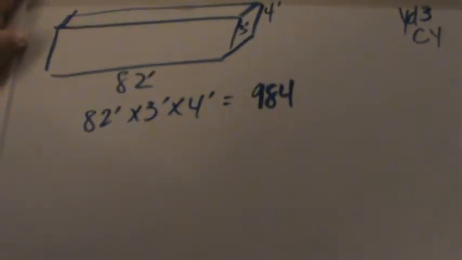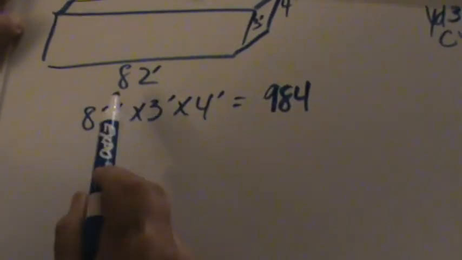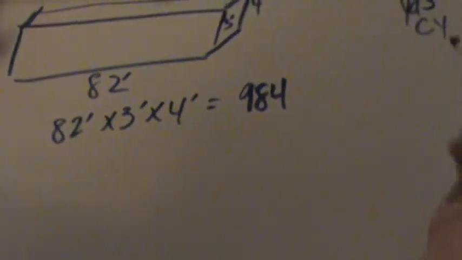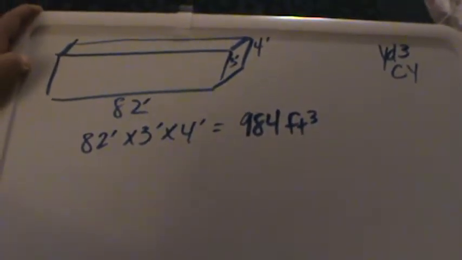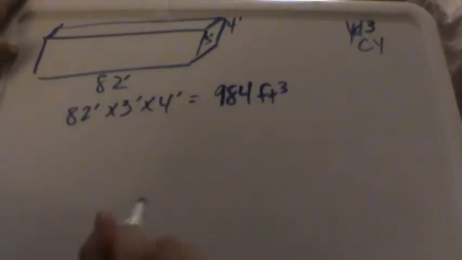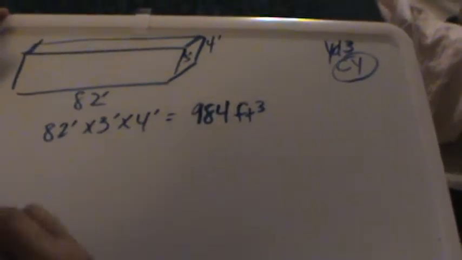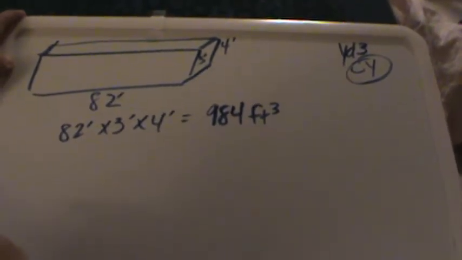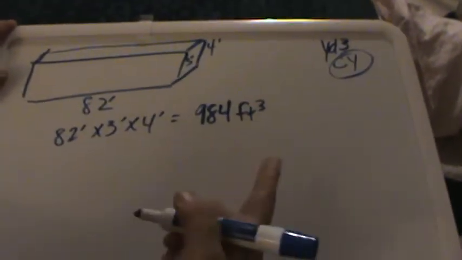But 984 what? Well, we multiplied feet times feet times feet. If you add that up, you have 1, 2, 3, so that would be cubic feet, feet cubed. But that's not what the question asked me for. It asked for cubic yards. In order to get cubic yards, referring to my conversion sheet again, we'll find that there are 27 cubic feet in 1 cubic yard.